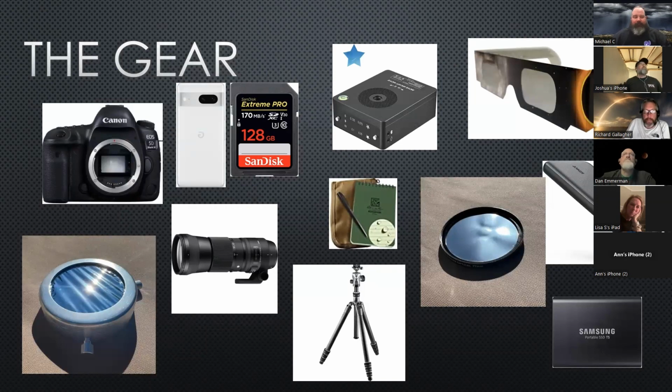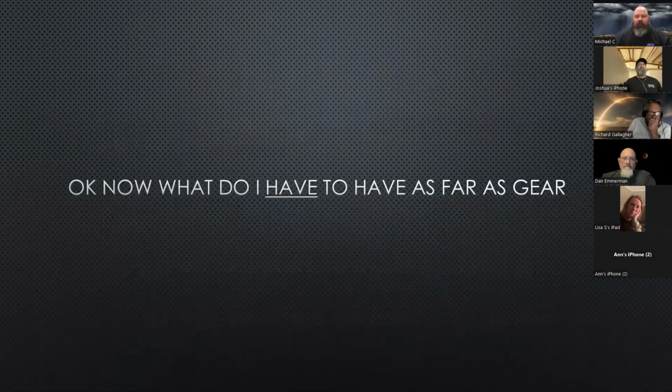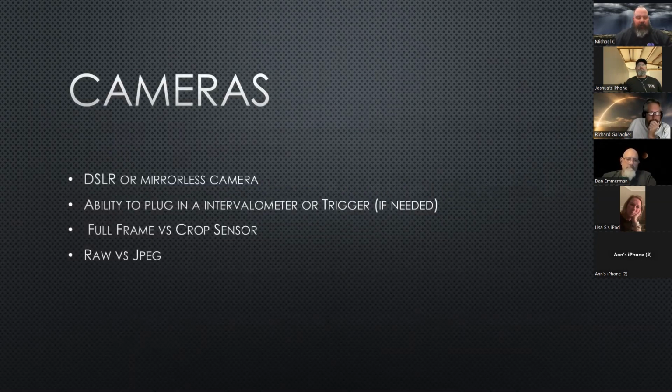So let's talk gear. Kind of a smattering of things that you may or may not need on this page. But what is it that I really have to have as far as gear? Well, you need a camera, obviously, either DSLR or mirrorless if you've been lucky enough to move up to that. You do want the ability to either run or plug in an intervalometer or a trigger.